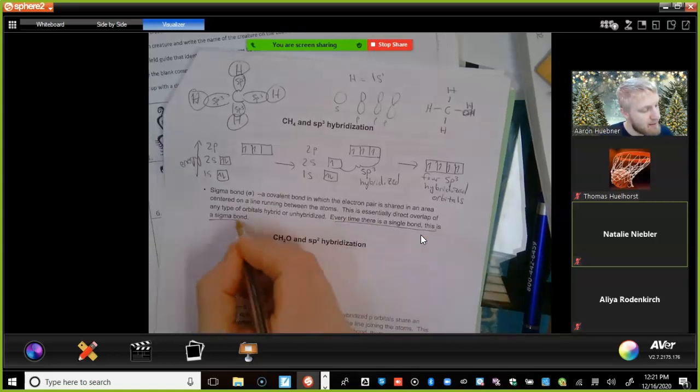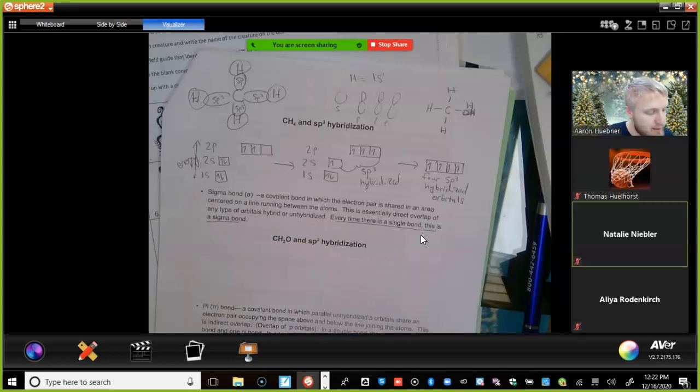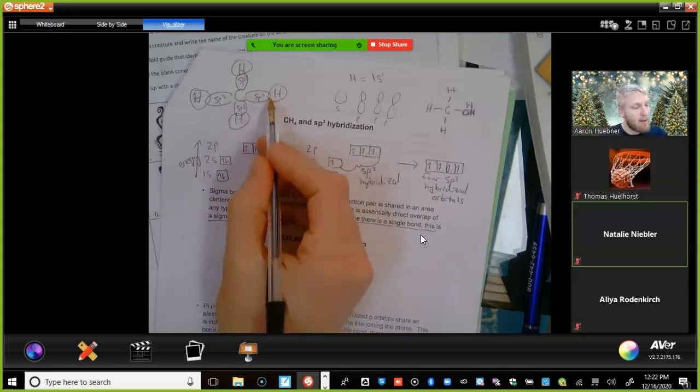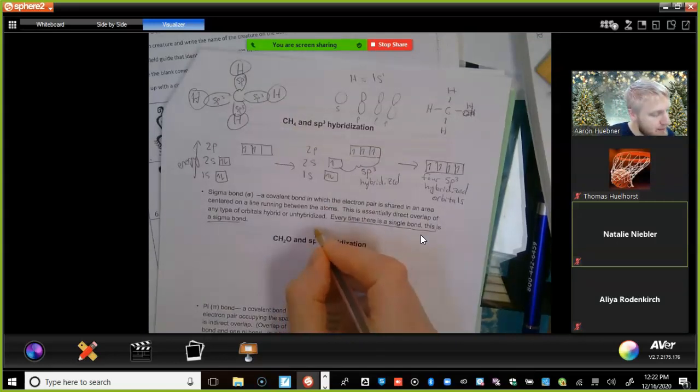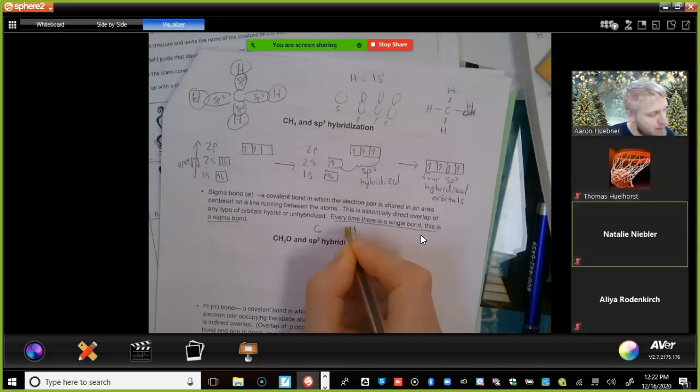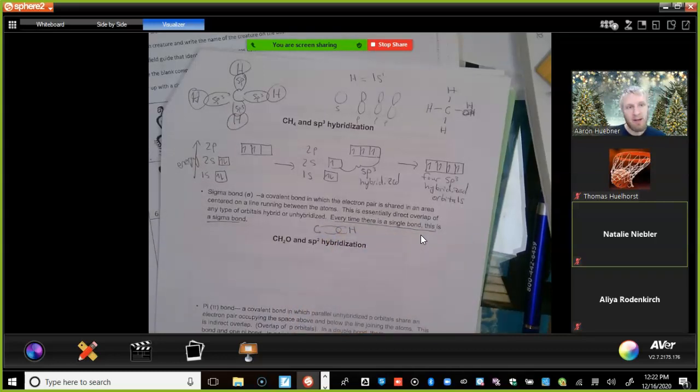So that's the main idea that you'll need to know to answer questions correctly on the test or IB exam. Every time you got a single bond, you have one sigma bond, and it's essentially an overlap between two orbitals, whether they're unhybridized or hybridized. So a simple picture would be, I don't know, here we got, and right there is the sigma bond. It's a direct overlap meshing of orbitals in the sharing of these electrons. All right, it's the Greek symbol sigma.